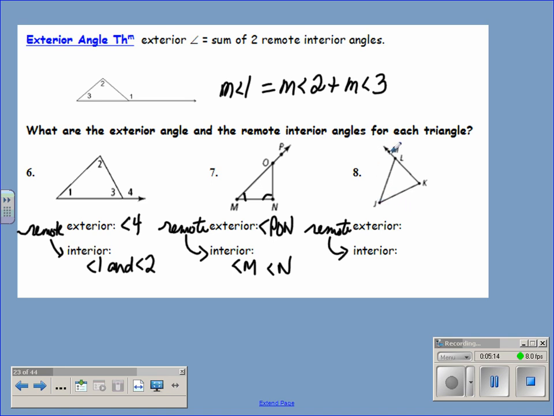The last one, the exterior angle would be right here, MLJ. The remote interior angles would again be the furthest ones away from that angle, which would be there and there. So I can call that angle J and angle K. JK.